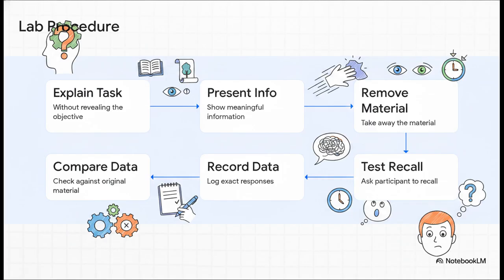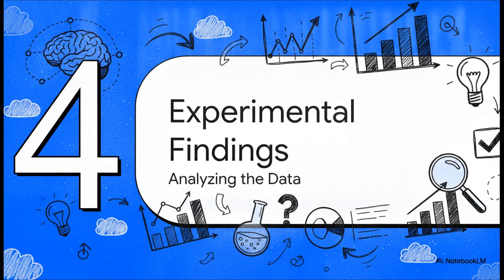We're looking for correctly recalled details, omitted information, and most importantly, schema-based additions. Now, I want you to take a second and predict what happens to the details that just don't fit into the participant's normal worldview. All right, section 4, analyzing the experimental findings. Let's see if your predictions were on the money.